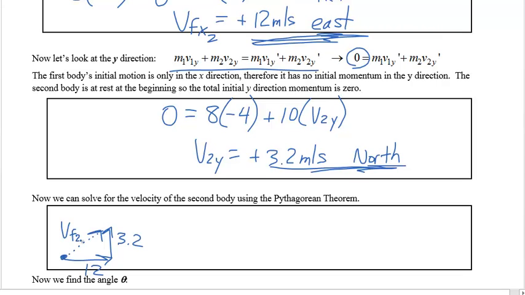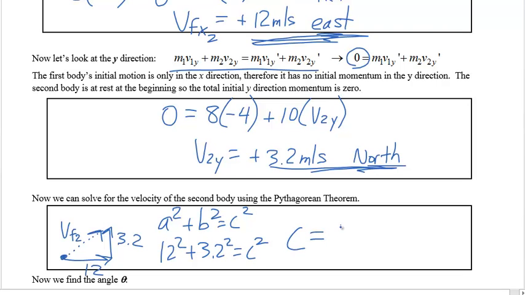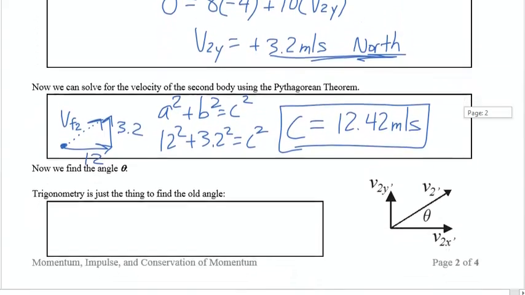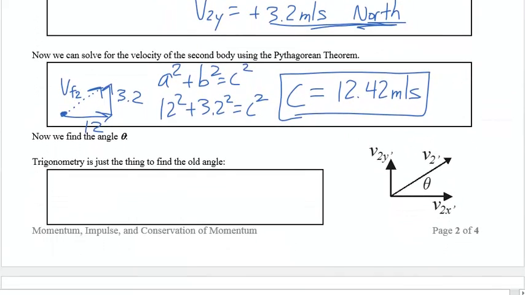So how can we find the magnitude of it? Well, it's a triangle, so a squared plus b squared equals c squared. So 12 squared plus 3.2 squared equals c squared. The magnitude of the velocity is 12.42 meters per second. So that is only part of our answer. That gives us how fast it's moving. It doesn't give us the direction. So we need to take it one step further and find the direction.